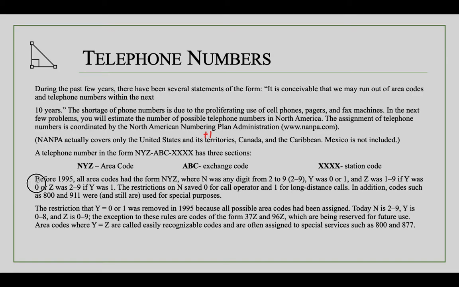So this is before 1995. We had N from 2 to 9, Y was 0 or 1, and then Z was 1 to 9 only if Y was 0, and Z was 2 to 9 if Y was 1. Okay, excellent. And then in 1995, 0 and 1 were removed, and now we could use 0 to 8 for Y. Interesting.